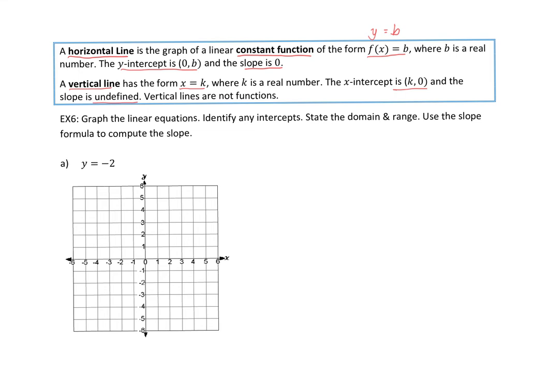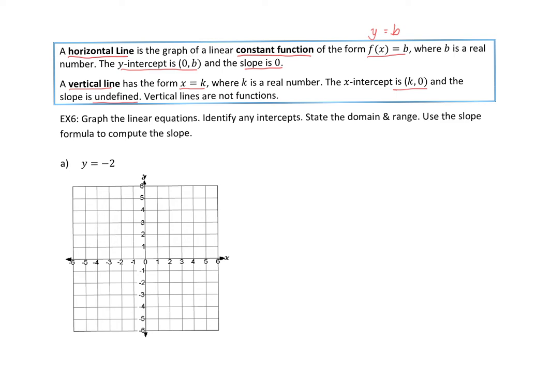In example 6, we want to graph the linear equation, and the word equation is there because we're not sure if we're going to be graphing a function or not. We're going to identify any intercepts, we're going to state domain and range, and we're going to use the slope formula to compute the slope. Now in that definition of horizontal and vertical lines, I already know what the slope is, but I'm just going to use the slope formula here to verify. In part A, we're given the equation y is equal to -2.